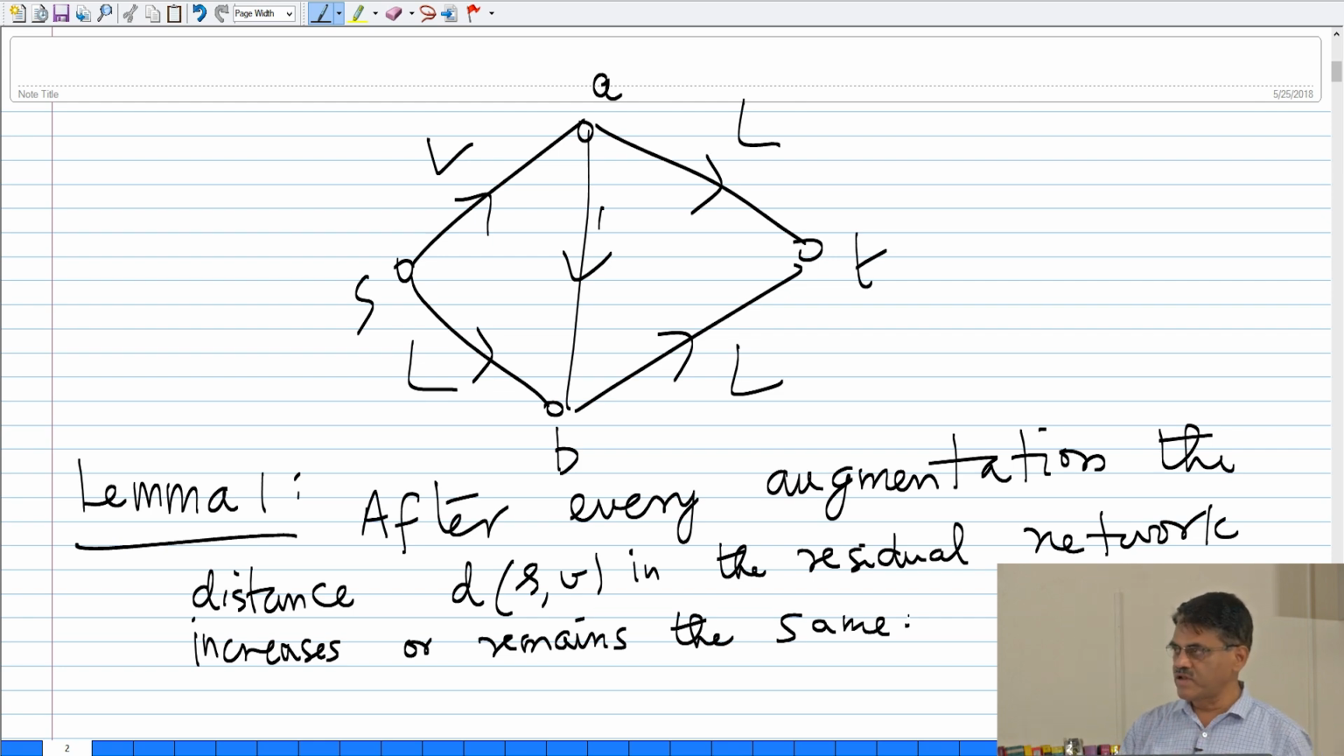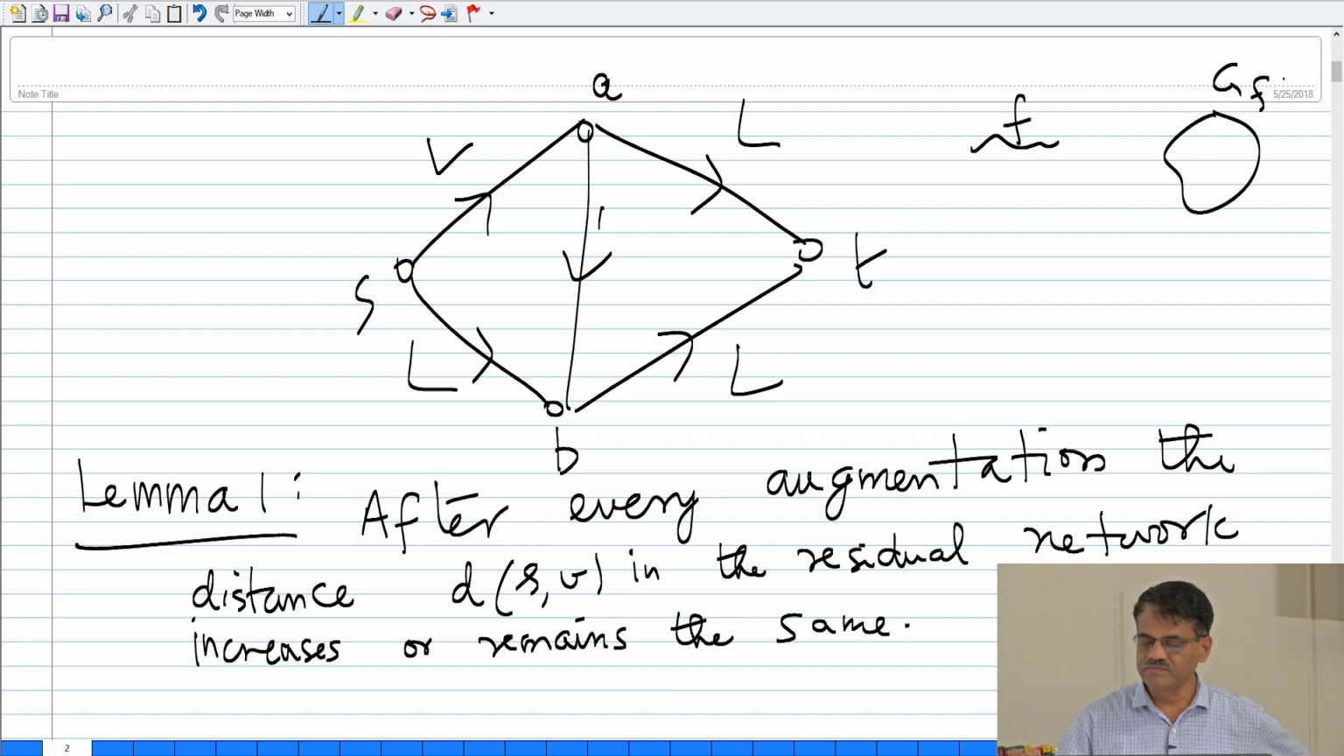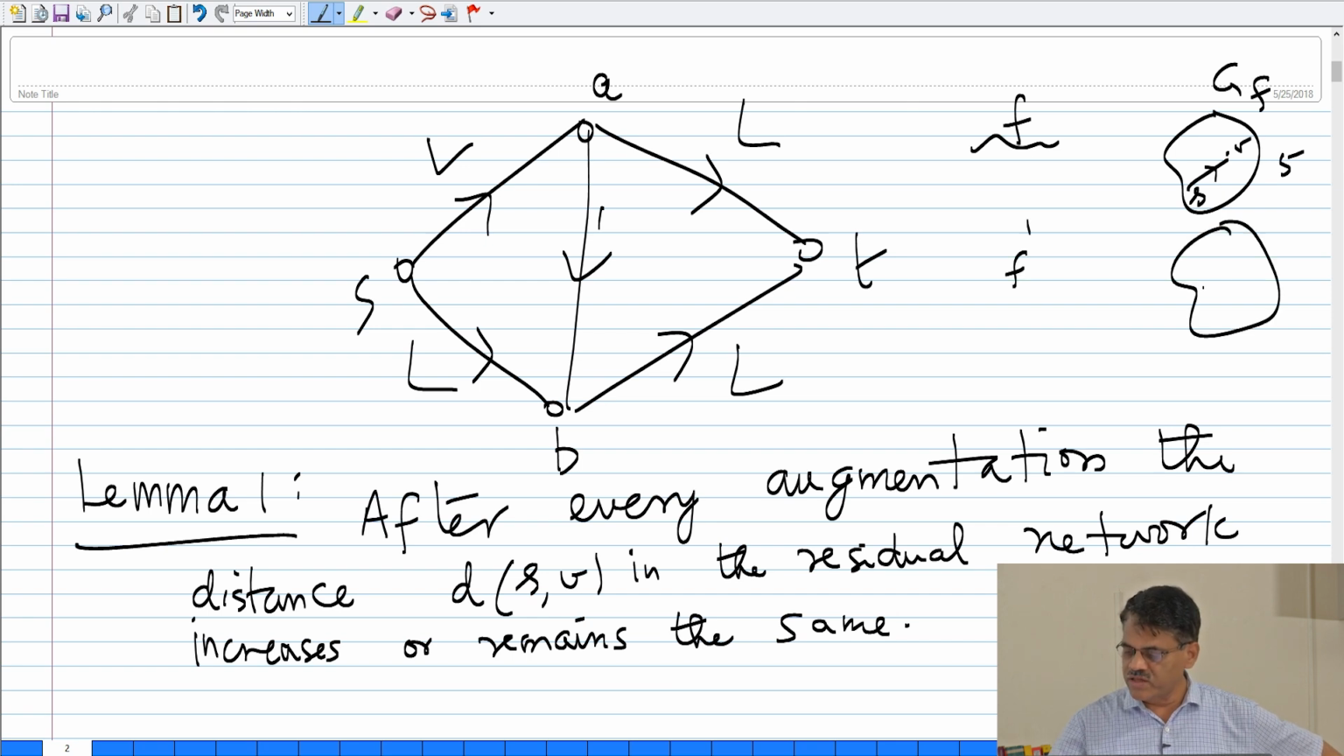What do I mean by this? You have some flow and then you construct your residual network. I start from s and here is a vertex v, and I look at its distance from s to v in the residual network. Let's say that distance is some 5. Then you augment again through the shortest path and you get another flow f prime. In f prime, if you look at the length of the path from s to v, there may not even be a path, but the length of the path will never decrease. This path will either be 5 or more. That's the claim for every vertex v in V minus s.